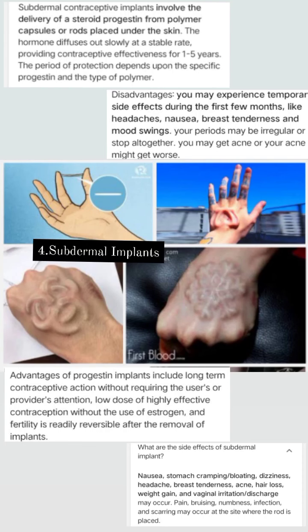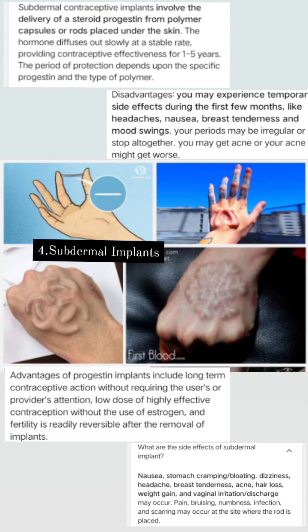Number 4. Subdermal implants. Subdermal implants, contraceptive implants, involve the delivery of a steroid progestin from polymer capsules or rods placed under the skin. The hormone diffuses out slowly at a stable rate, providing contraceptive effectiveness for 1 to 5 years.